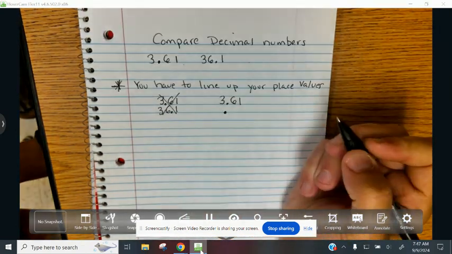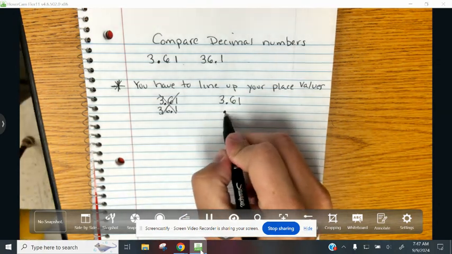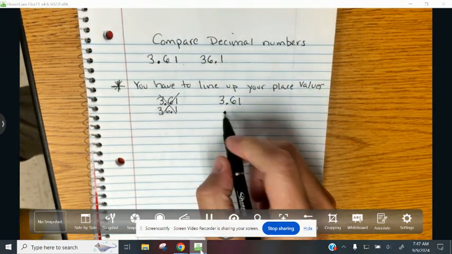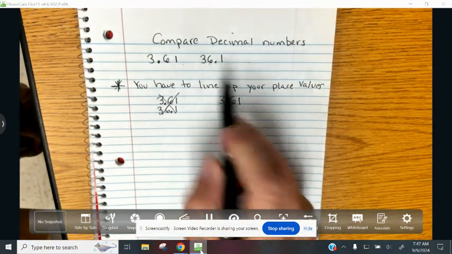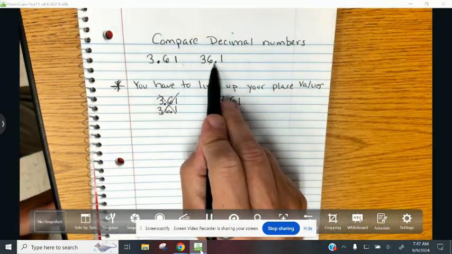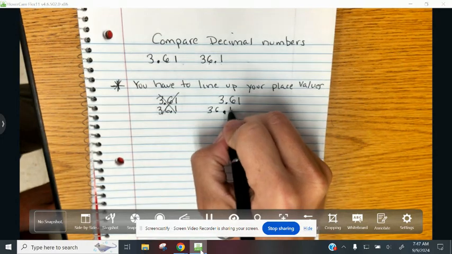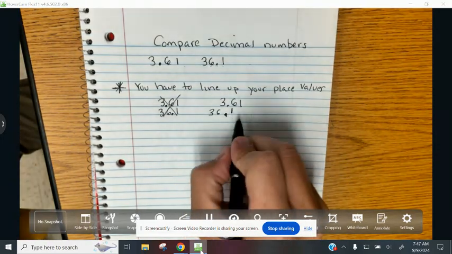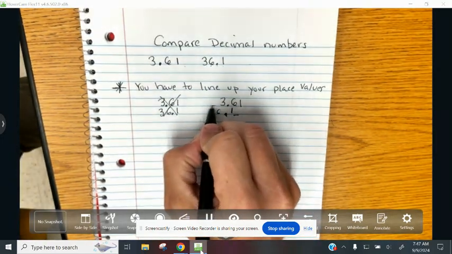Boom. Just like that. So this decimal then goes here. Okay. And then look what's right in front of the decimal. I have a 6. I have a 3. And that's where that goes. And then right behind the decimal, I have a 1. Now notice there's no number here and there's no number here.